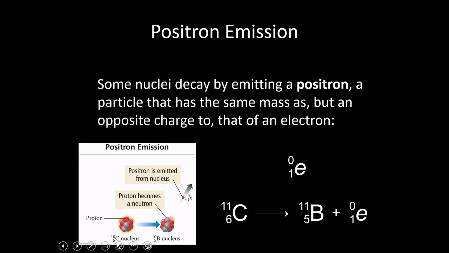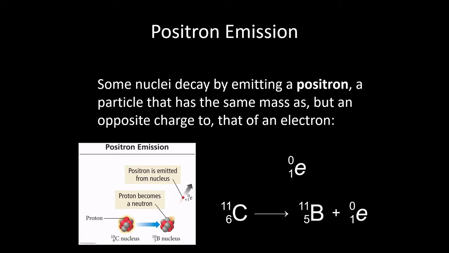Positron emission is the next way that a radioactive isotope can decay. And positron emission is essentially the exact opposite of beta decay, because what you're losing in positron emission has the exact same mass as an electron and has the exact same charge as an electron. It's just positive instead of negative. So a positron is essentially a positive electron, is what it is. It's a positively charged electron.